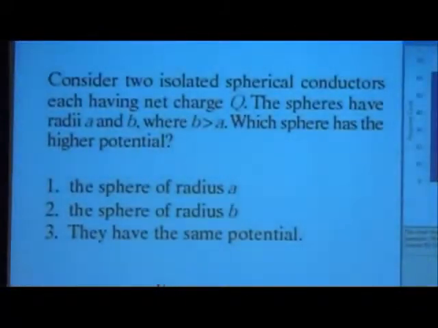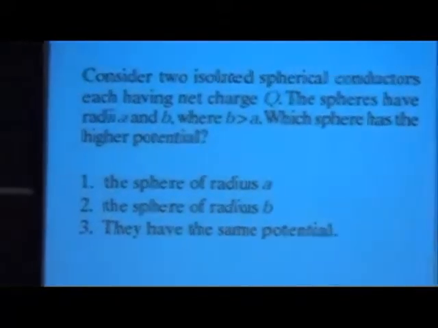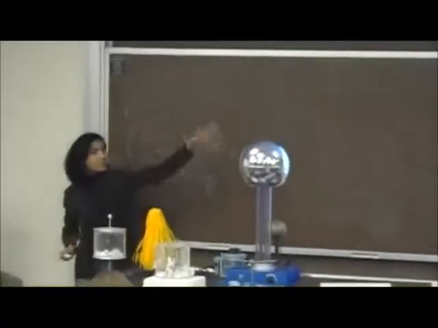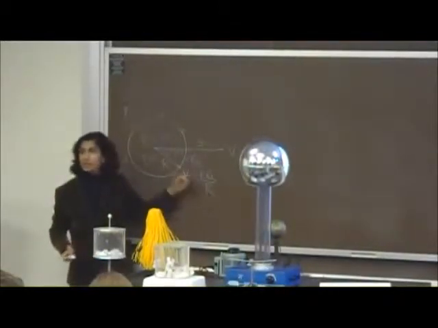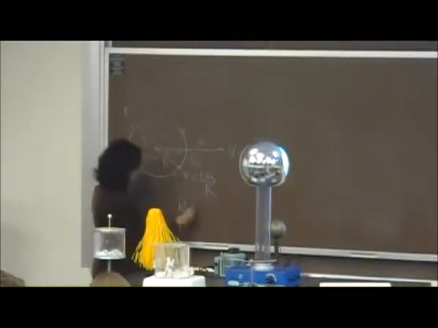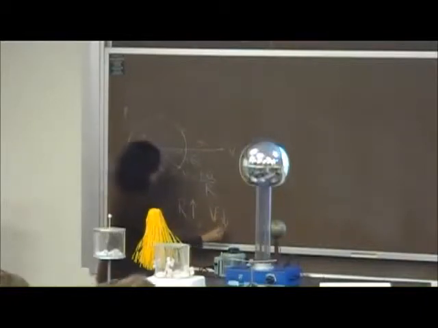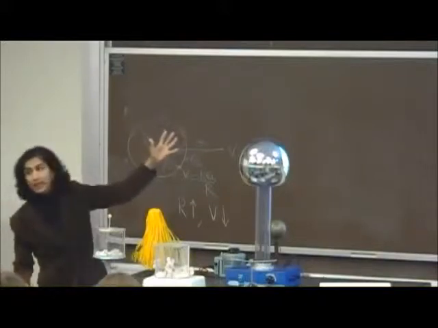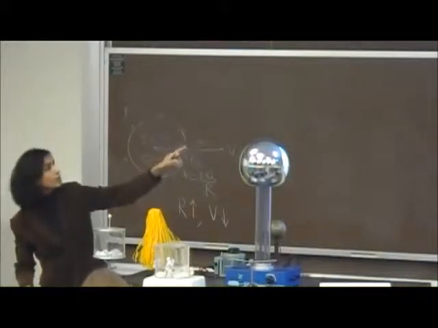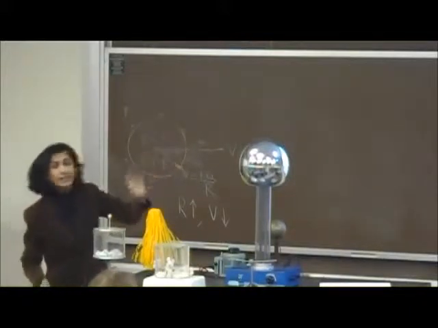So basically what we are saying, because here it's asking which sphere has a higher potential. Do you see that since the sphere has a potential kq over R compared to potential of 0 at infinite distance away, then if R is larger, potential will be smaller? Is that making sense? So R increases, potential decreases. And because it's saying that q is the same, and here it's saying b is greater than a, the sphere of radius a has a higher potential. Is everybody clear on this?